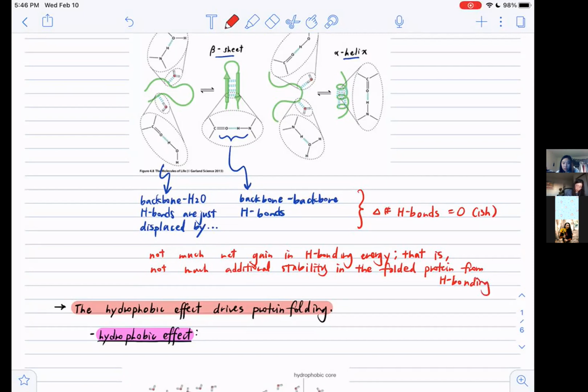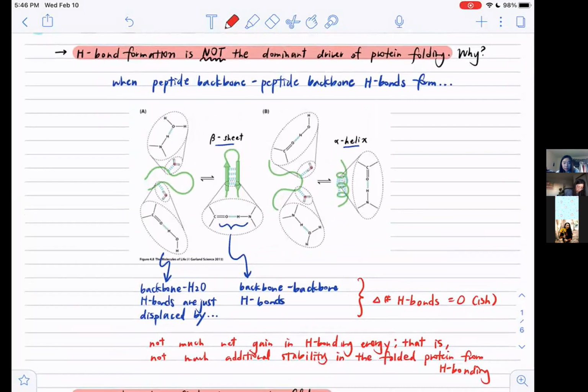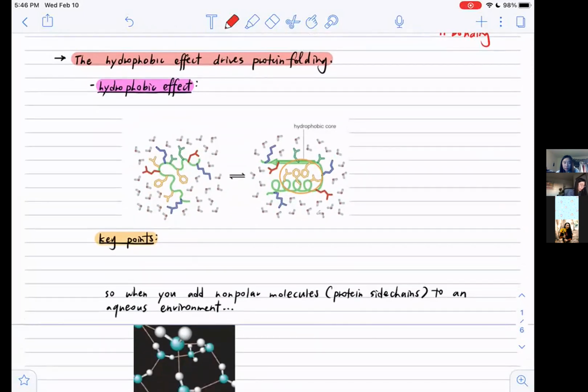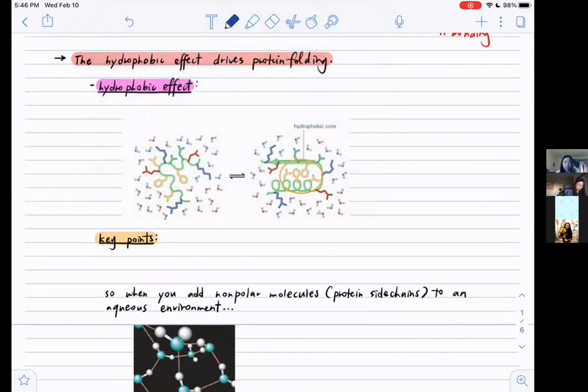Okay, so now that we've established that hydrogen bond formation is not the dominant driver of protein folding, what is? And this was already briefly touched on, and that is the hydrophobic effect. So first, we probably want to define in more general terms, what is the hydrophobic effect? And so I'm going to state it in this way.